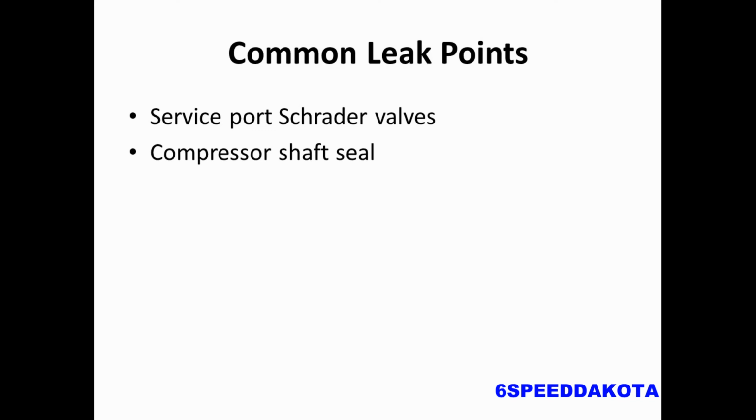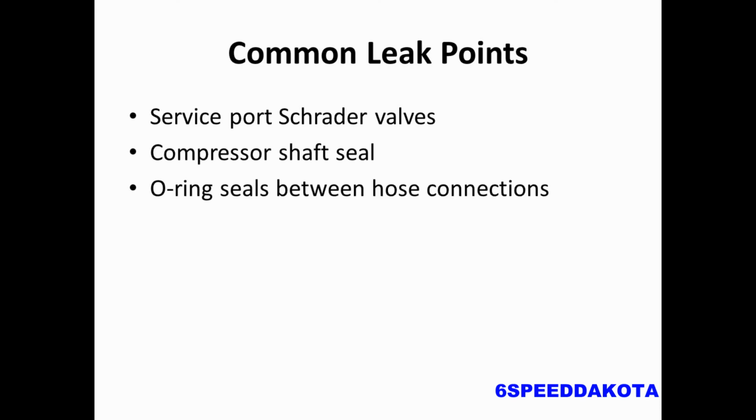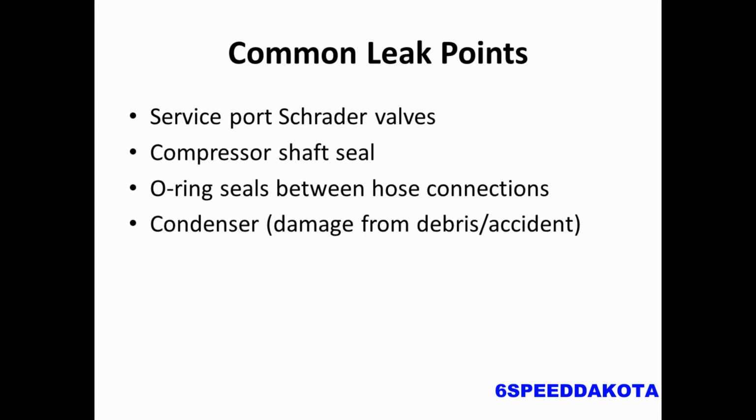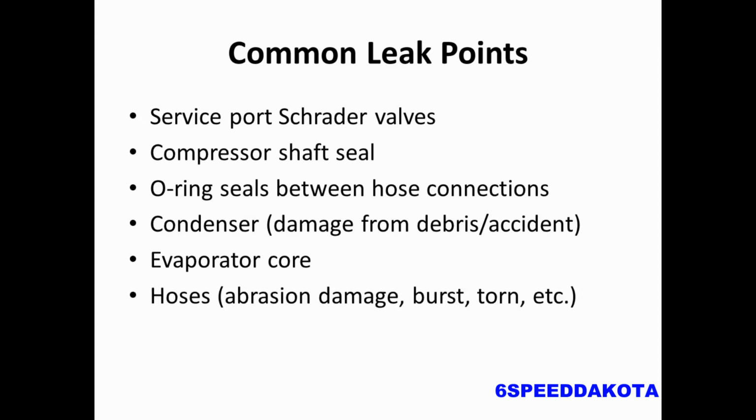Compressor shaft seal is the second most common point of leak. This will slowly weep refrigerant over time. So after about 5 or 6 years, you may just have to have the system recovered and recharged because of it. O-ring seals between hose connections, and sometimes a condenser from damage from debris or an accident. They don't typically start leaking on their own, but they do sometimes. And the evaporator core, again, some kind of corrosion get in there, maybe cause a leak at the evaporator core. And hoses, we can have abrasion damage, burst or torn, something like that. Had that happen before.